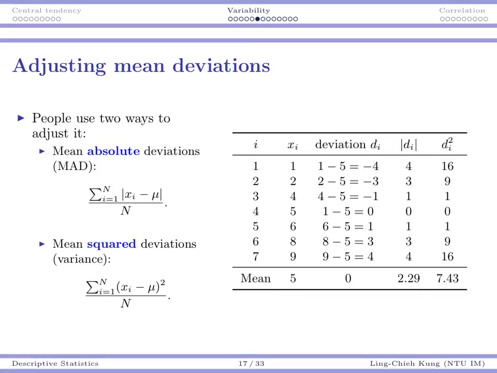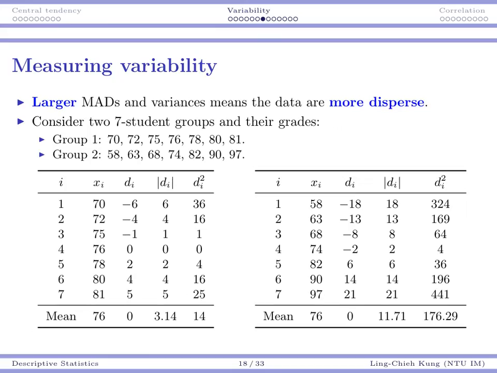So now we have 2 ways to measure the variability of a set of data. Either you use MAD or you use variance. These are 2 measurements that use all the information contained in the data set to produce 2 summarizing numbers. And intuitively, if these two numbers are larger, then that means the data set is more dispersed.